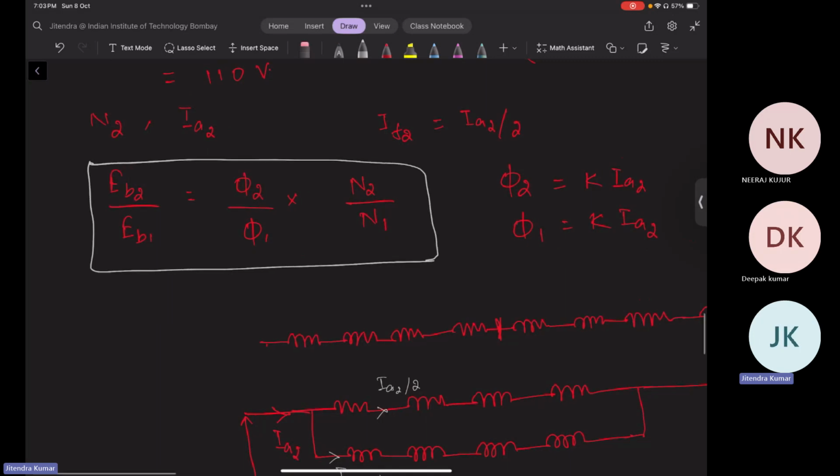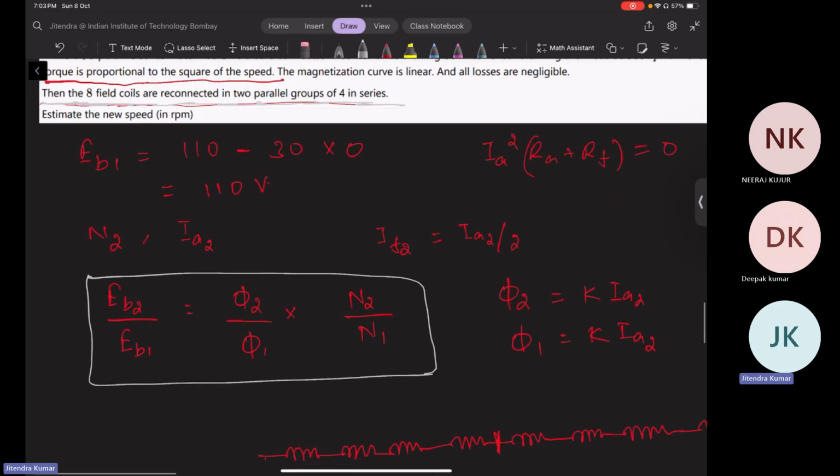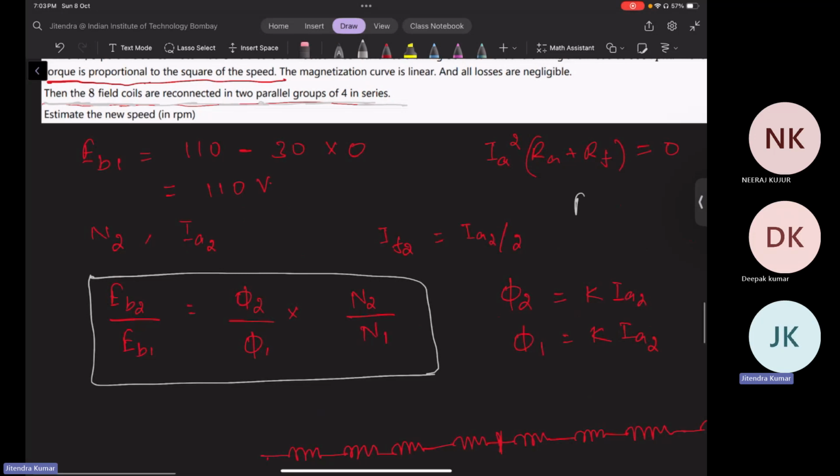And since Neeraj has already pointed out that we have been given very useful data that all the losses are negligible, which means EB1 will be equal to EB2. How I am saying this? EB1 is equal to EB2. Losses are negligible means there is no resistance. Whatever will be current, IA2, that multiplied with 0, it will be 0.